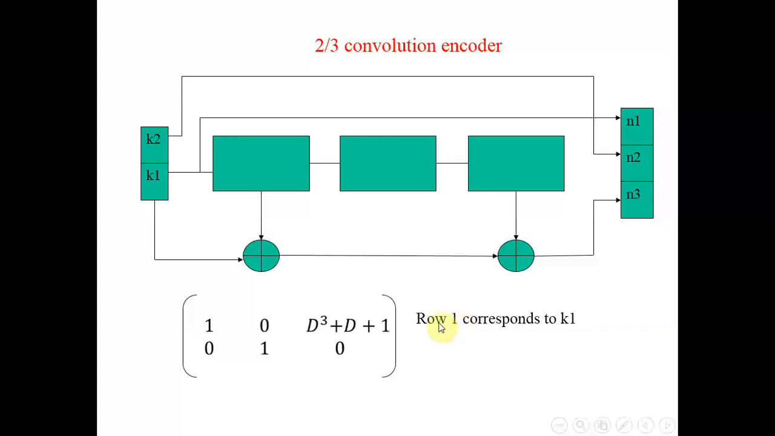So let's take K1 to N1. K1 is directly coming to N1. It is not coming through any of the delays. So K1 is directly connected to N1. So it is 1. Now when I talk about K1 to N2, there is no connection from K1 to N2. It is not even coming from any of the delay elements. This N2 is directly coming from K2. So there is no connection between K1 and N2, which is 0.